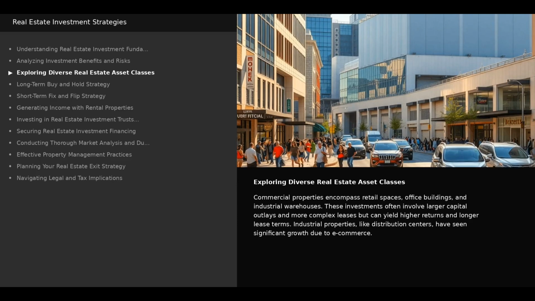Commercial properties encompass retail spaces, office buildings, and industrial warehouses. These investments often involve larger capital outlays and more complex leases, but can yield higher returns and longer lease terms. Industrial properties, like distribution centers, have seen significant growth due to e-commerce.